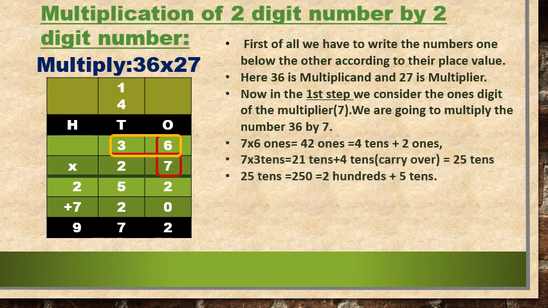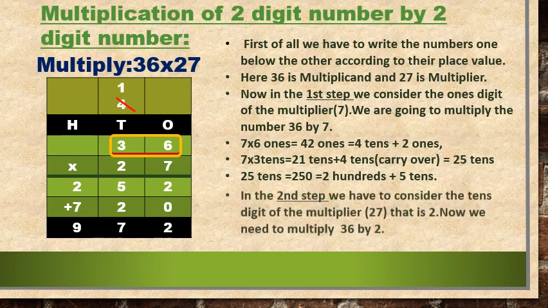Then 7 into 3 tens is equal to 21 tens. Now we have to add 4 tens more with this because of carryover, right? So 21 tens plus 4 tens gives us 25 tens. Now children, we know that 25 tens is equal to 250, that we can write like 2 hundreds plus 5 tens.